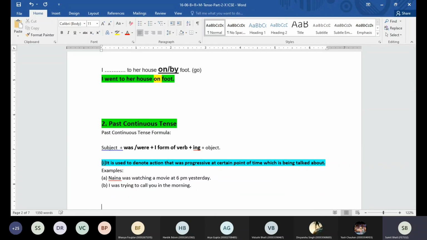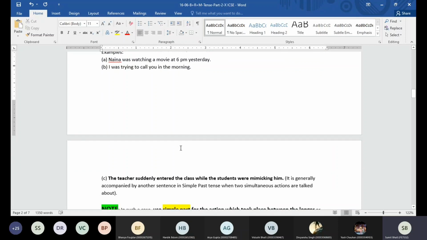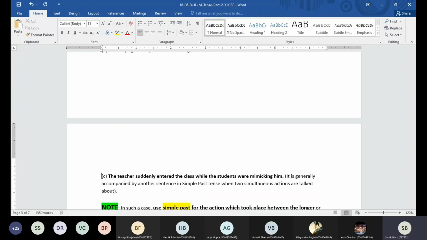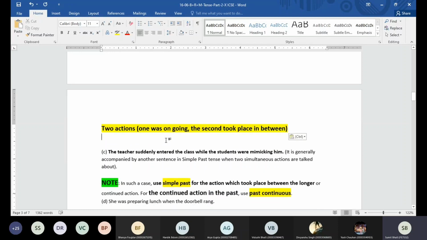Now we have to understand one more thing. If you have two actions, one was going on, a longer action, and something happened in between. In that case, we use a combination of tenses. We use past continuous for the ongoing action, and simple past tense for the action which took place in between.